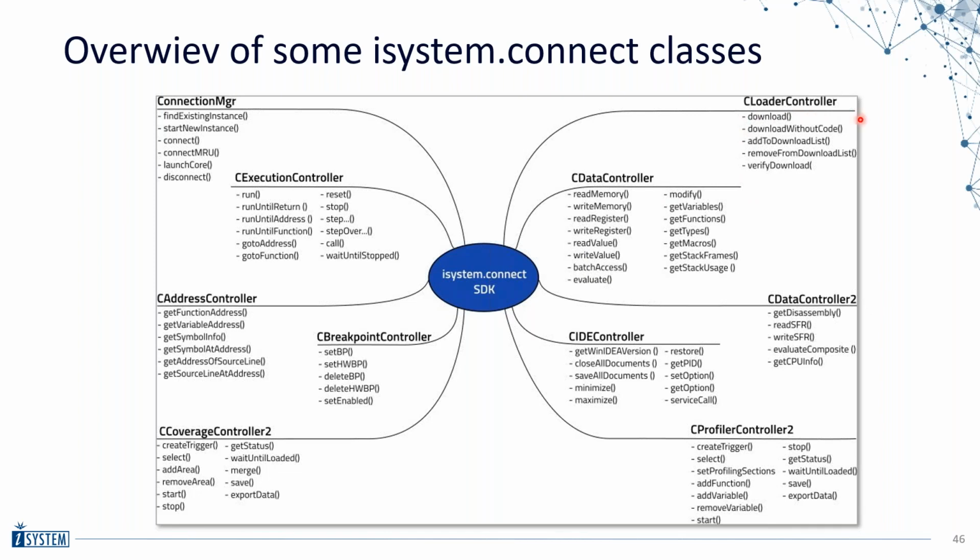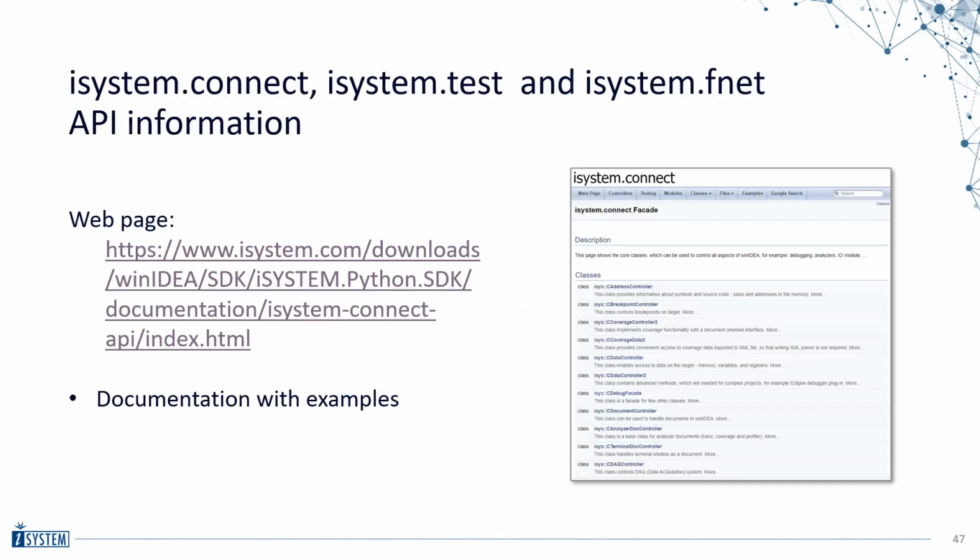The loader controller handles how to download flash binaries. Then we have the IDE controller, to configure winIDEA settings, and coverage measurement and profiling. I listed here just a few of the main controllers. Most of them are parts of the so-called debug facade, but in reality, inside isystem.connect, we have many more controllers. You can go to our web page and find complete documentation about our classes and controllers, with a lot of examples.